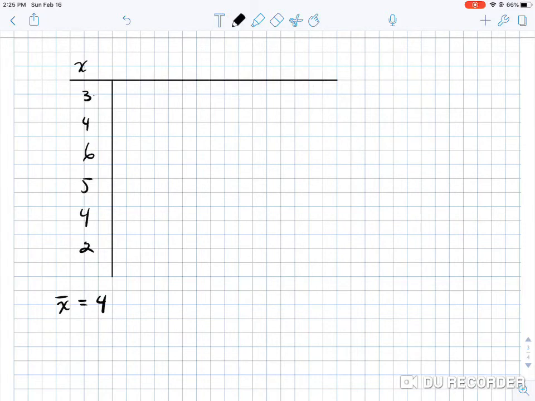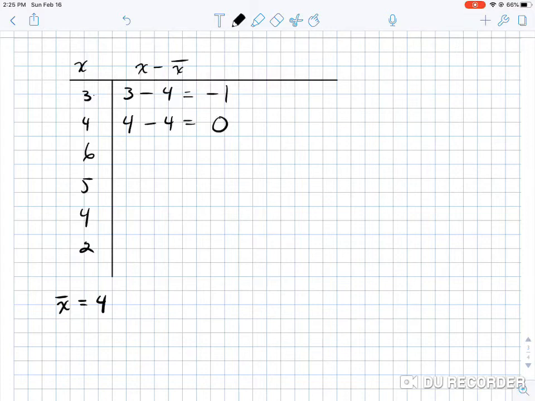All right, next step is you got to find your deviations. This is step 2 now. So you're going to find your deviations. Again, you're taking 3 minus 4, because 4 is your mean, which gives us what? -1, right? 4 minus 4, which gives us 0.